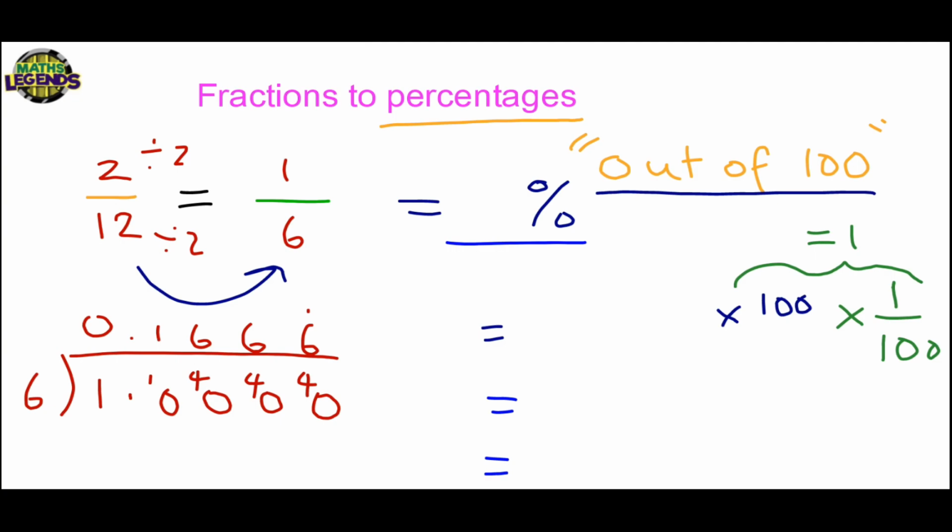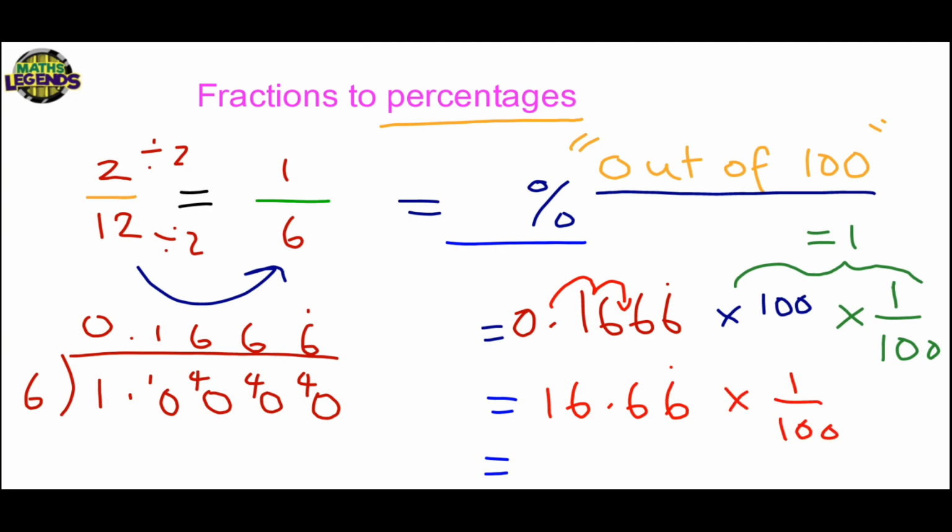So in this case, we have 0.1666 recurring. As it's times 100, we again use the same approach and we place a decimal point there. So this is 16.66 with a recurring dot on top times 1 over 100. So this is the same as 16.67% as it's out of 100. And the reason this has gone to 7 is we're rounding, so the next number would be 6, which is more than 5, hence we add 1 to this number, so 16.67%.